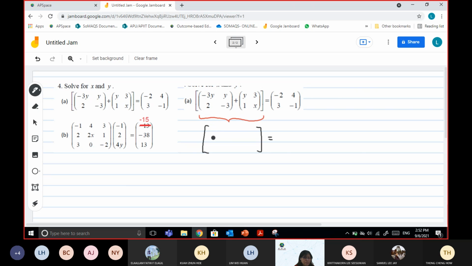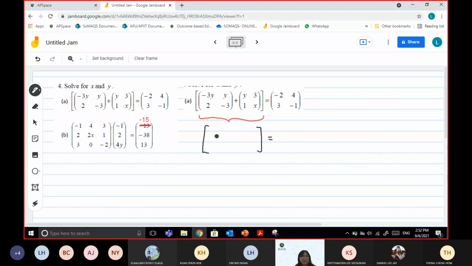Excel, are you here? You want to unmute your mic? It will be easier, because I'm not sure how you're going to type it. What is the answer in the addition part? Excel, are you here?